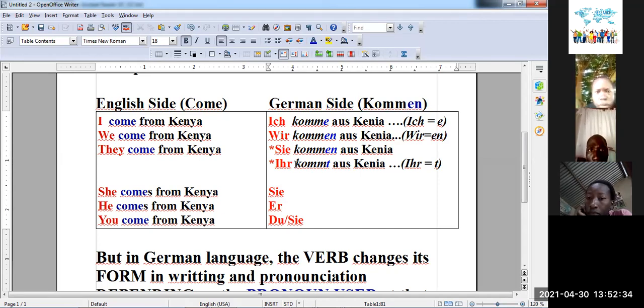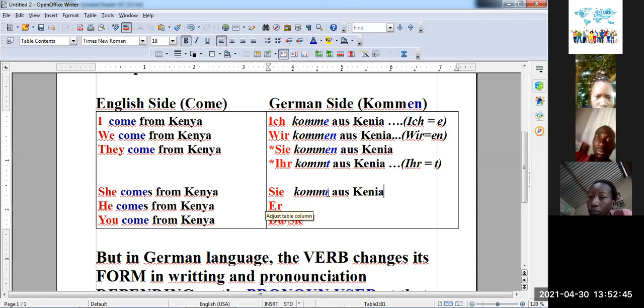Now, what's the conjugation for she? It's the same as this one here. It's the same. She goes with T at the end of the verb. Okay? At the end of the verb. Sie kommt aus Kenya.